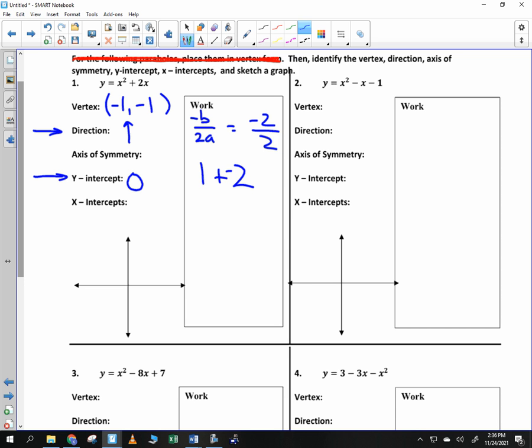The axis of symmetry is not a number. It's an equation for a line, and it's always x equals the x value of your vertex. Let's start to plot some of these pieces.